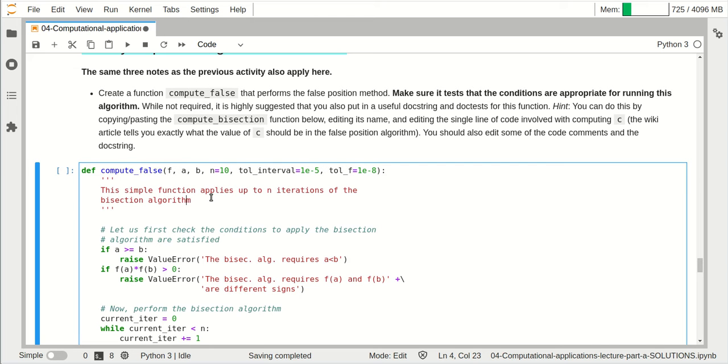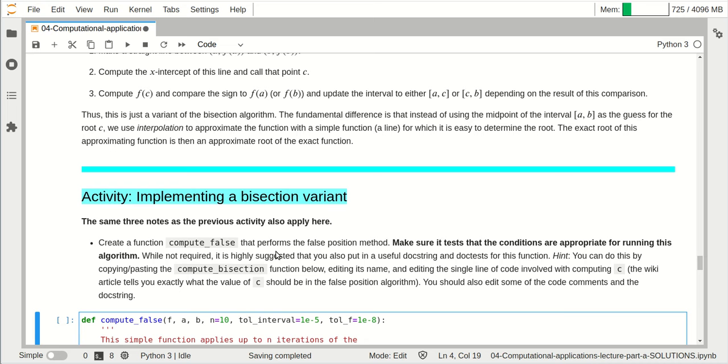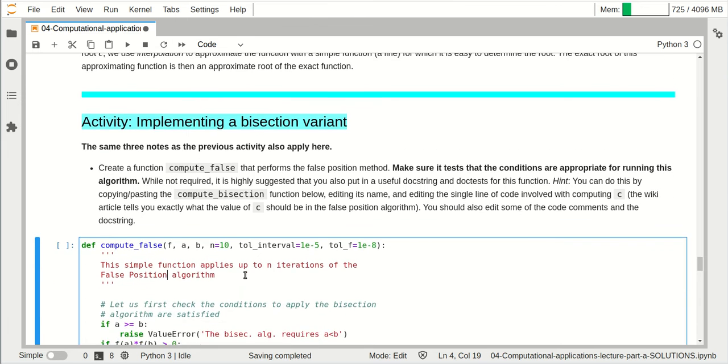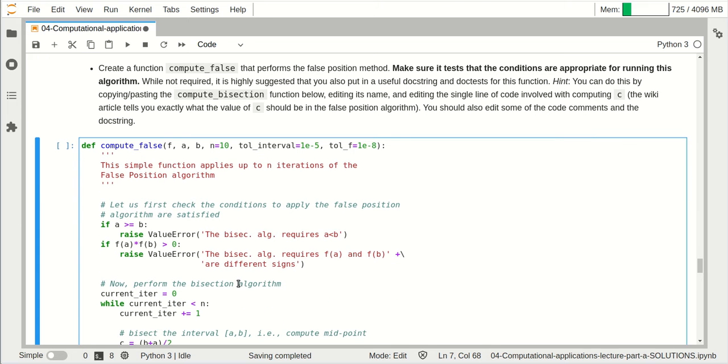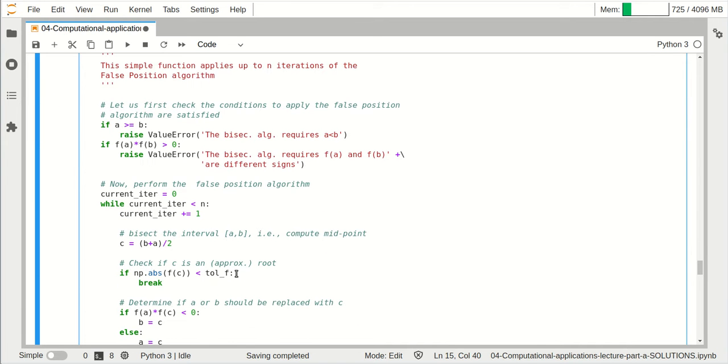Certainly, this is a simple function, applies up to n iterations of the false position algorithm, right? That's what we're doing here. We're doing the false position method or false position algorithm. And then let's check to see that we work with the false position algorithm. Let's just change some of this code. Everywhere we see bisection, we should say false position algorithm. And we're not going to compute a midpoint anymore.